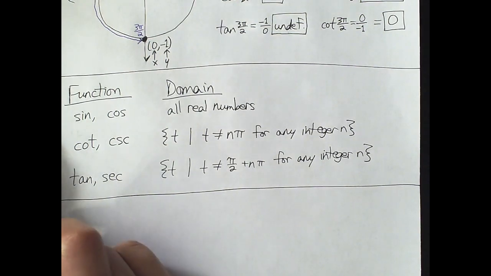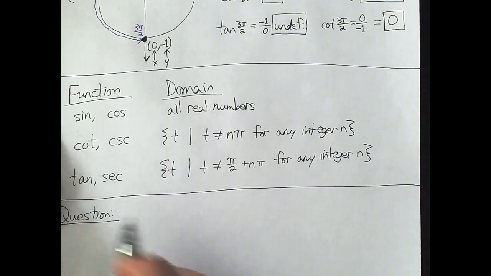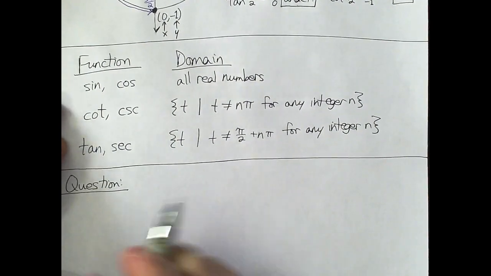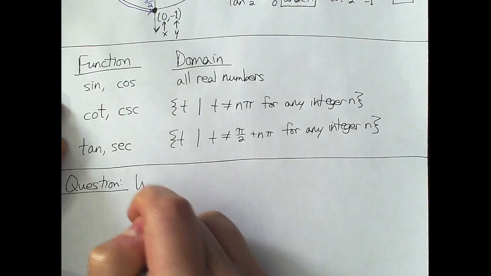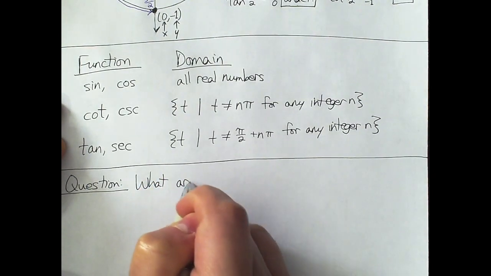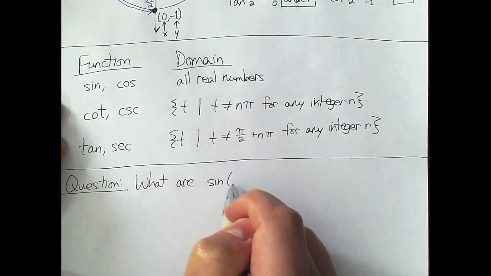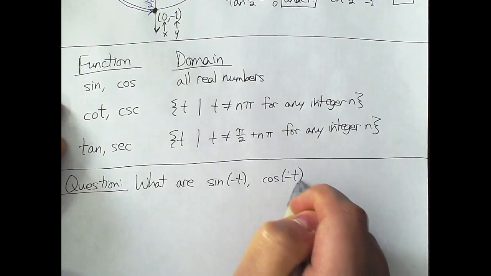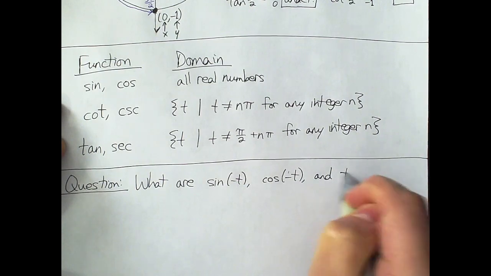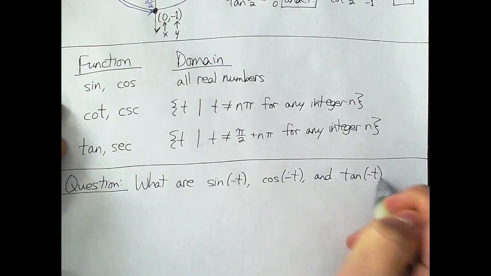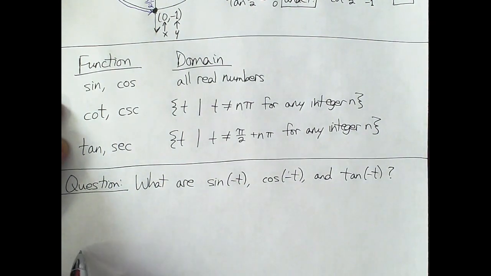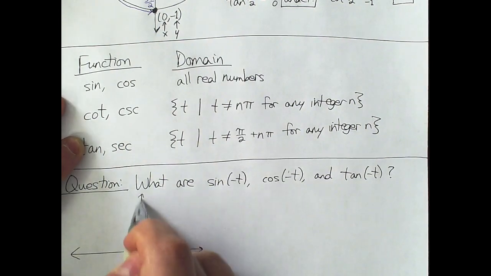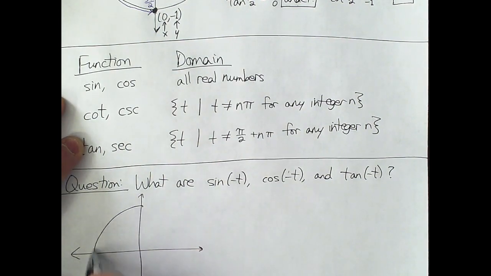Okay, now we've got a little bit more. I've got a question. I'll talk about this question. You've answered some problems already today. I'll talk through this one. What are sine of negative t, cosine of negative t, and tangent of negative t? So suppose we draw a unit circle. I basically want to see if there's like a little pattern or a formula for these.